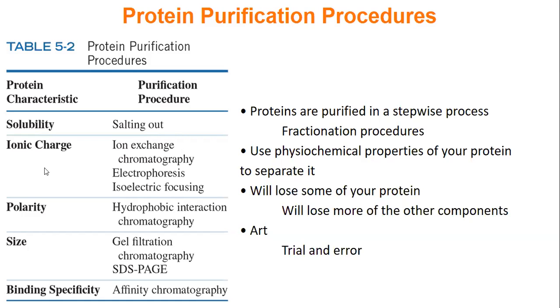Ionic charge, that's when you're using a column to separate proteins based on their charge. Or you can use what's called electrophoresis, where you take electricity and separate proteins based on their charge. Polarity, we can use hydrophobic interaction columns. It's just a column with a bunch of hydrophobic groups in it. And size, size exclusion chromatography, also known as gel filtration. SDS-PAGE also works. In binding, if it binds to something, we can use affinity chromatography or affinity columns. And we're going to talk about all these techniques in depth.